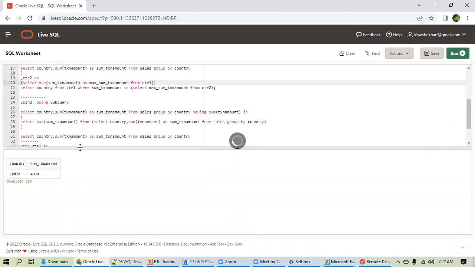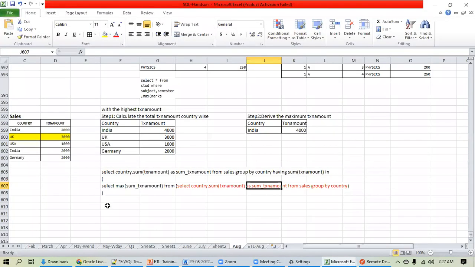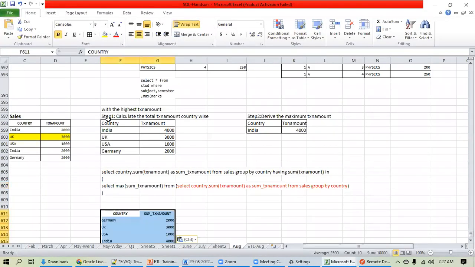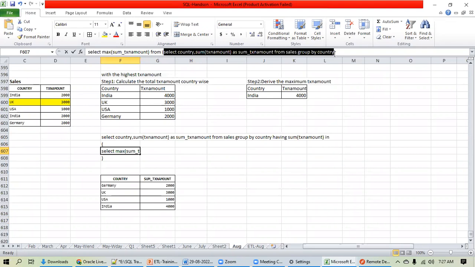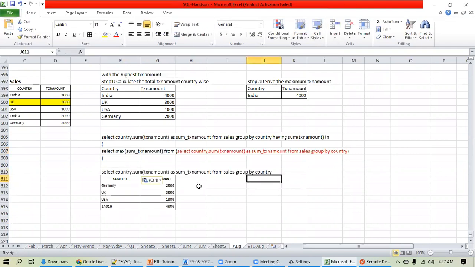This query will give me the total transaction amount for each and every country, right? Okay, this is the output of the innermost query. Any question here? Output is clear. This is the output of your innermost query. The innermost query is giving the total transaction amount for each and every country.